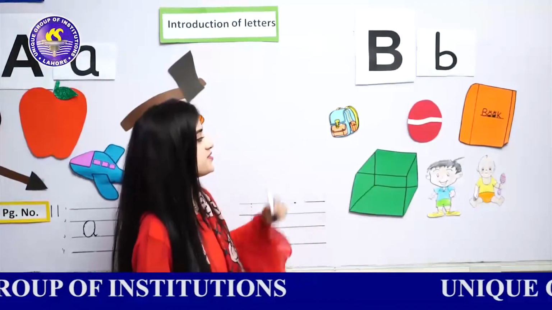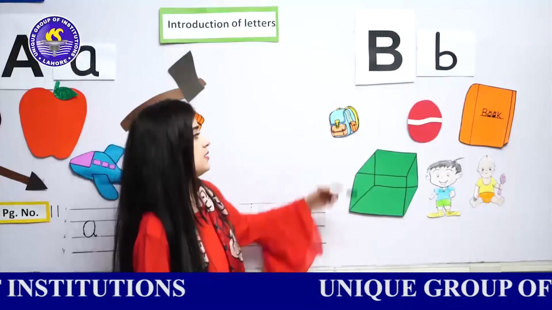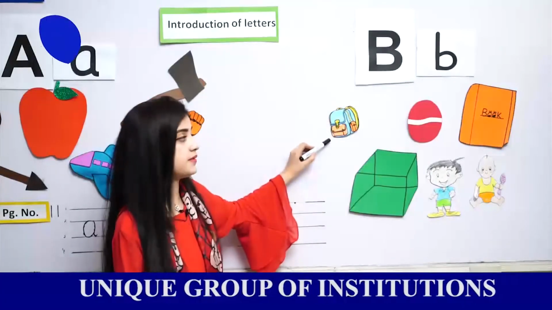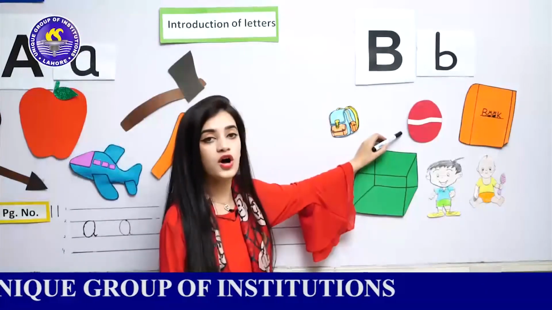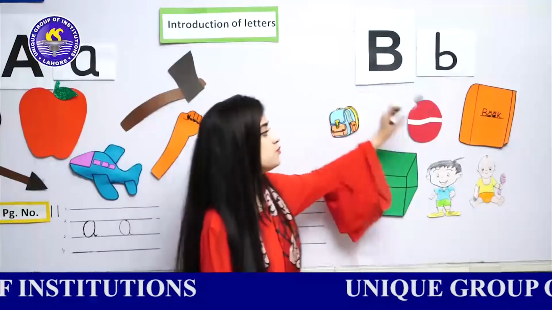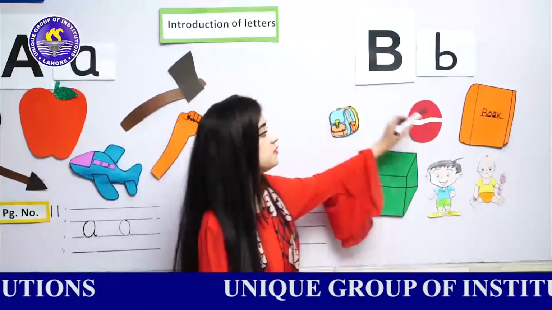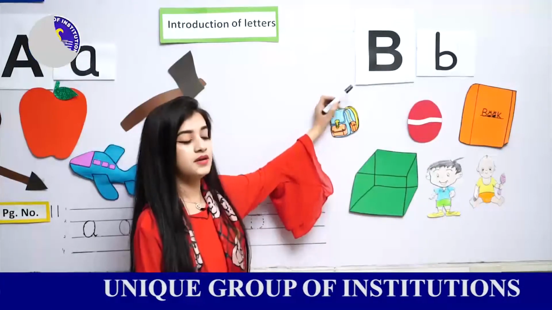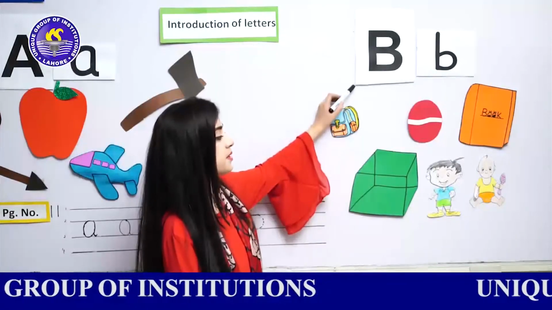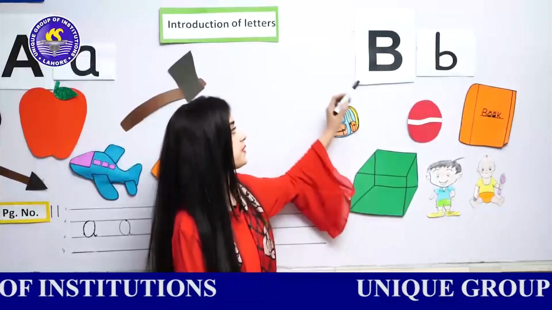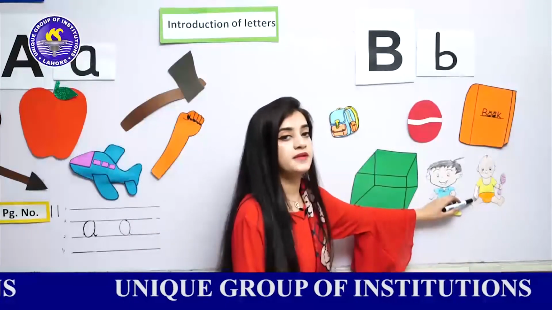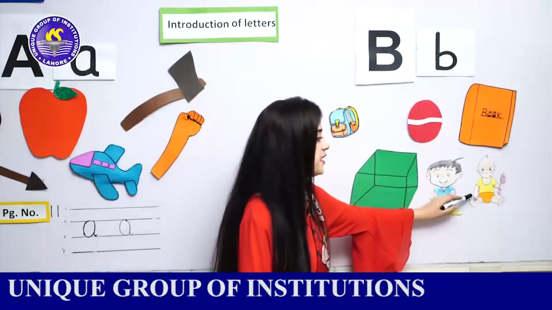Now there are some objects that start with B. B, B, bag. B, B, ball. B, B, book. B, B, box. B, B, boy. B, B, baby.